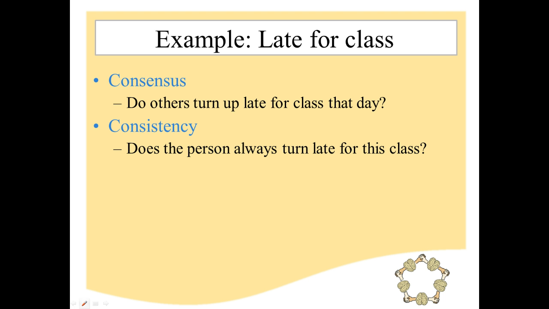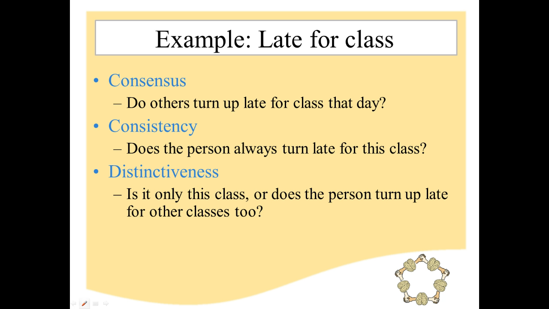Consistency, you'd have to ask, does the person always turn up late for this class? So again, is this a one-off? Does the person usually arrive on time and it's only this class that they've turned up late for? So in that case, you're perhaps more likely to say, well, maybe something in their environment caused them to be late this one time. But if they're always late, then perhaps you're more likely to say, well, this person's not very good at managing their time. They're always late. It's an internal attribution.